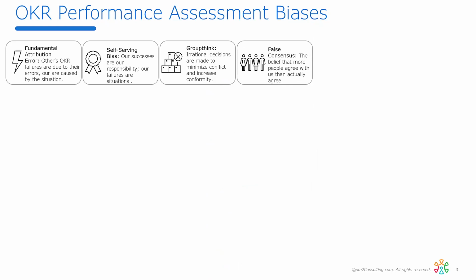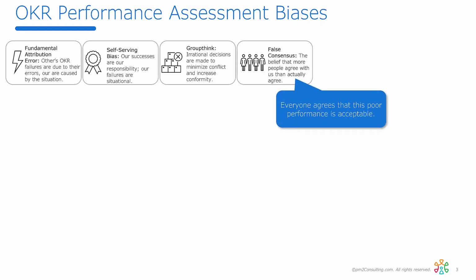False consensus, where we think when we say something that more people are in agreement with us than actually are. So what that would look like is, everyone agrees that this poor performance is acceptable. Well, maybe they don't all agree, but feel the room is not safe enough for them to object. So now I perceive that everyone is in agreement with me.